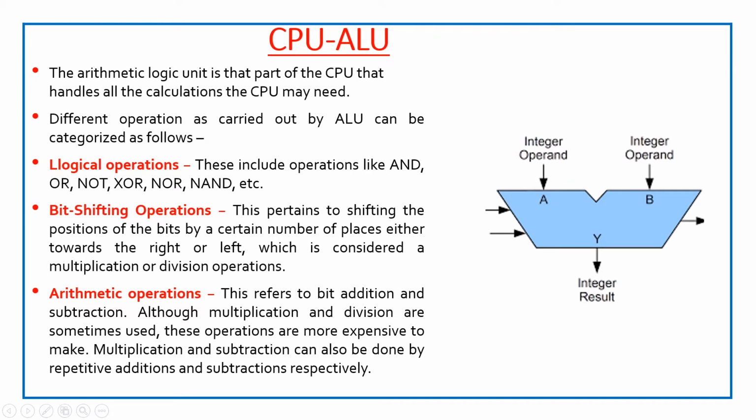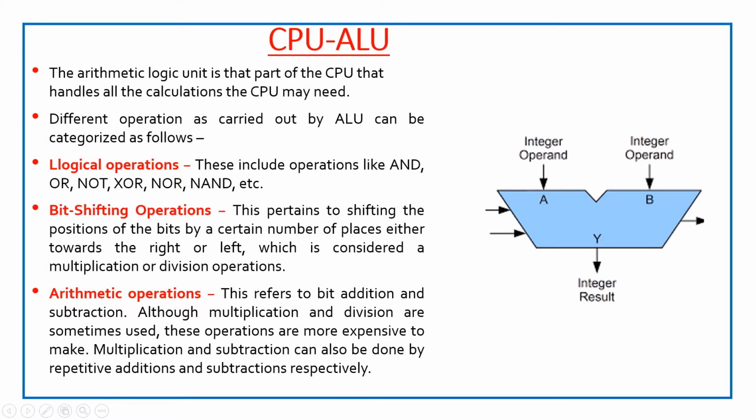Next, bit shifting operations. These pertain to shifting the position of the bits by a certain number of places, either towards the right or left, which is considered as multiplication or division operations. These bit shifting operations are also known as multiplication or division operations.